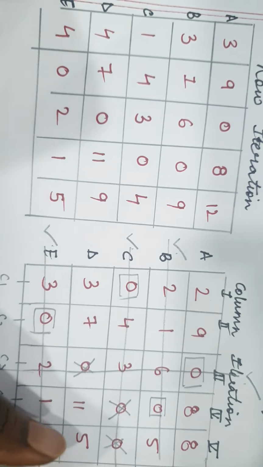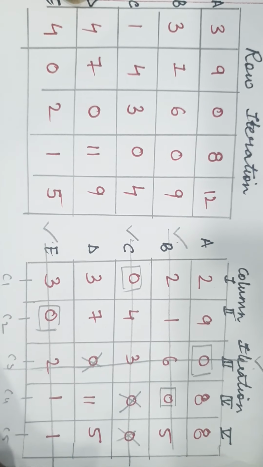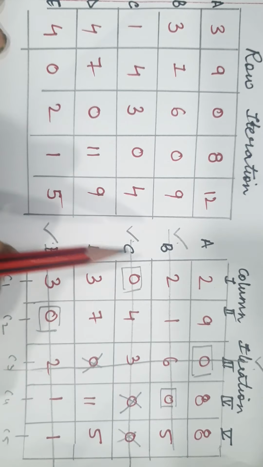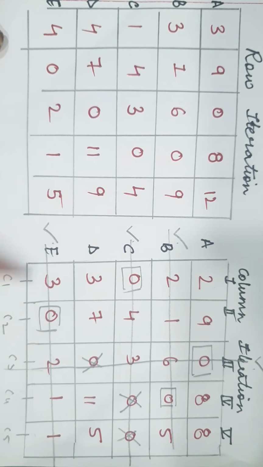One vertical is there, and all remaining are horizontal. Now one vertical is there and all remaining are horizontal. This is the vertical, remaining all are horizontal.